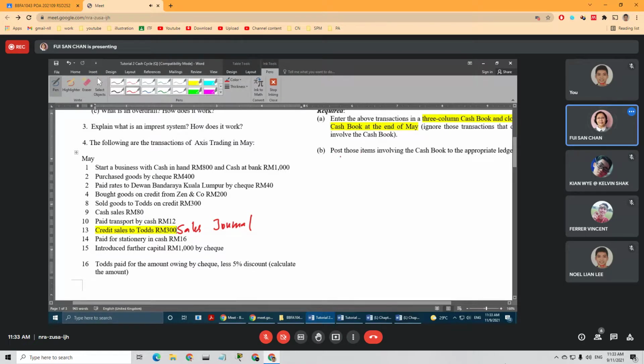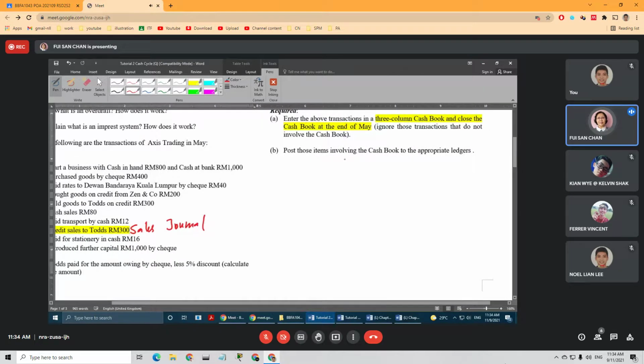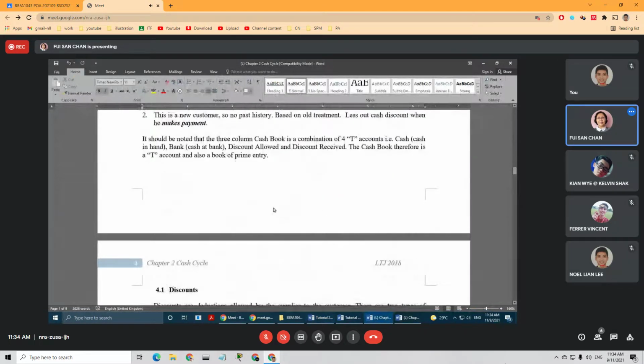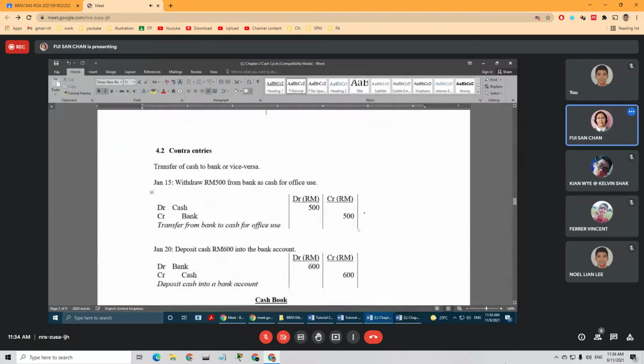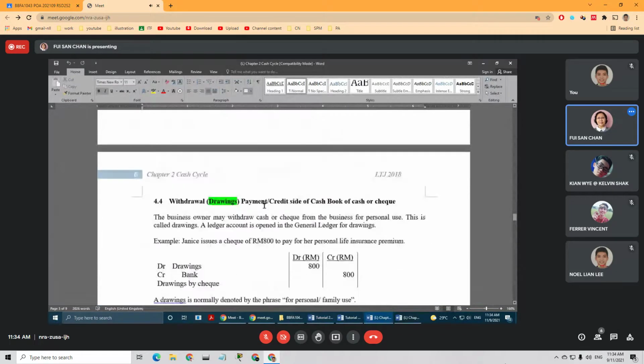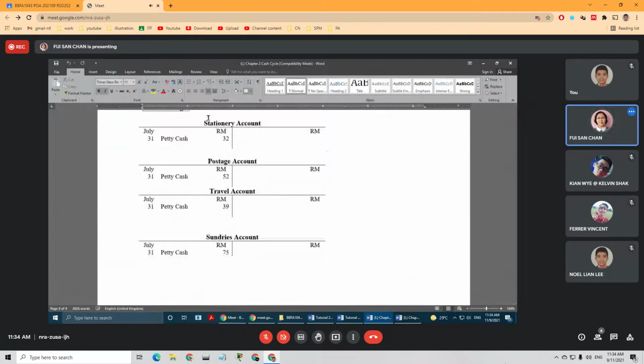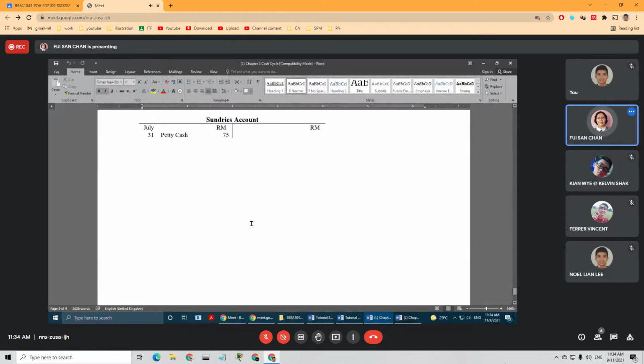Then here it says, post those items involving the cash book to the appropriate ledgers. So your answer is super long. I believe you have seen the example in your lecture notes. This is what we call a journal. Do you have an example? Question four is super long, and altogether you only have 6 questions.